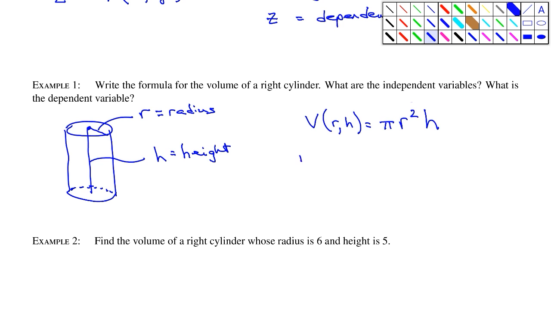So the independent variables are r and h, and the dependent variable is the v. The volume v depends on the values of r and h. Further, r and h are independent, meaning that they can shift however they want, with restrictions in this case. You know, you can't have negatives or 0 for either of these items, but they can be anything that they want, and they don't even depend on each other. You can have whatever height with whatever radius you would like.